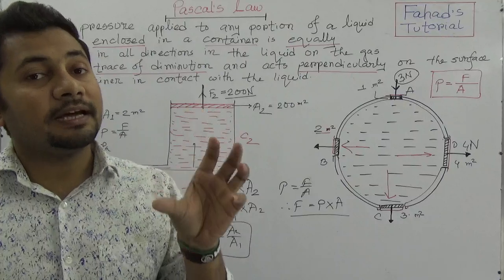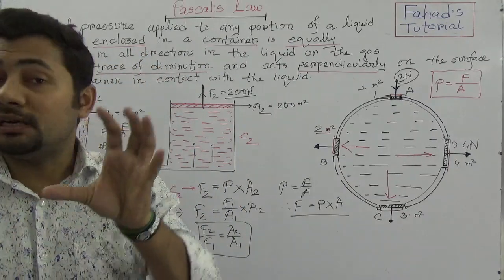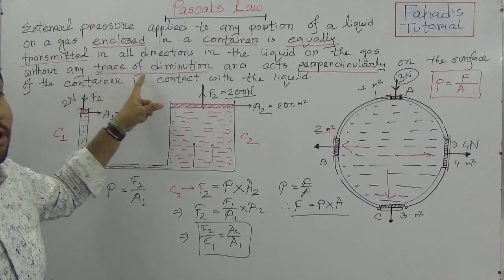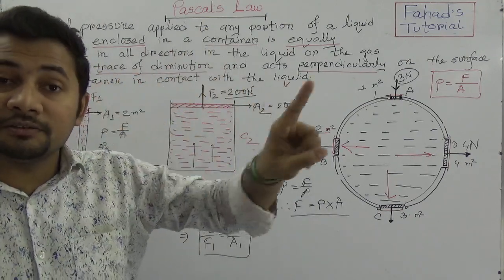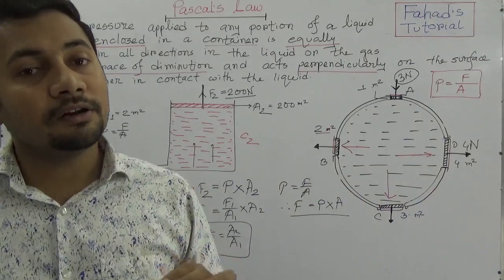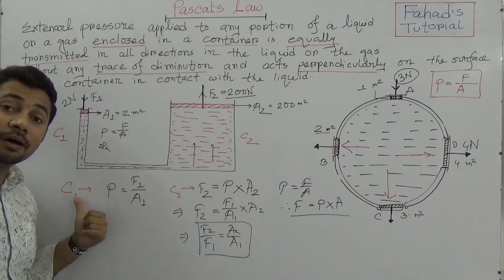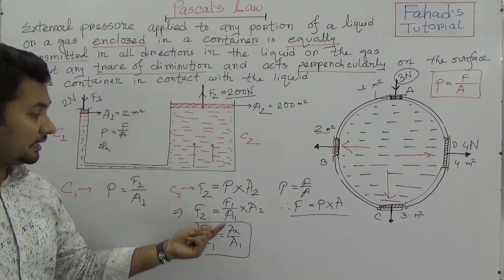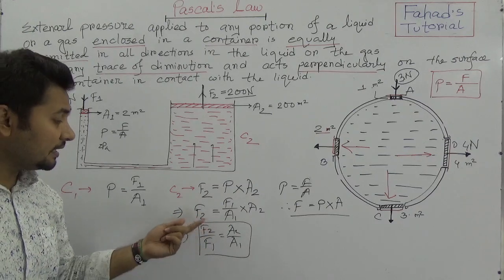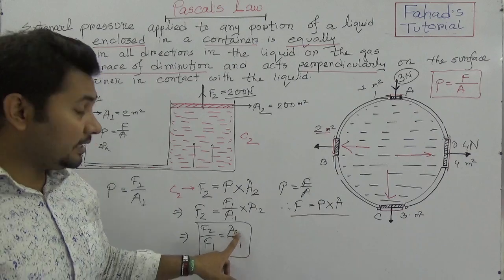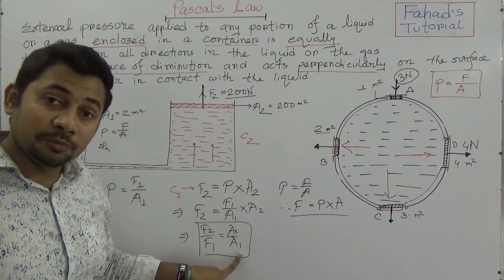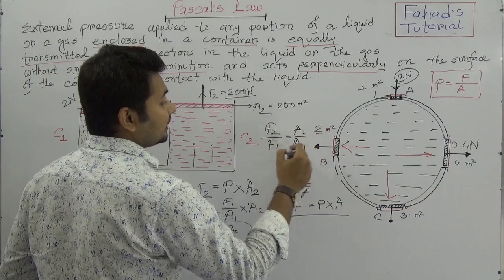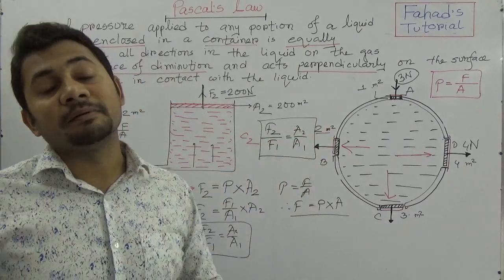According to Pascal's law again, the main thing is that if you apply external force on an enclosed liquid or gas, the pressure will not change, and without any diminution, it will act perpendicularly to the whole surface. So in cylinder number 1, the pressure is F1 by A1, and in cylinder number 2, it's F2 by A2. So we have the relationship F2 by F1 equals A2 by A1. A2 is the bigger cylinder and A1 is the smaller cylinder. So we can use F2 by F1 equals A2 by A1 in our next-level mathematical problem-solving technique.